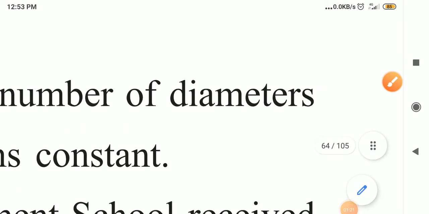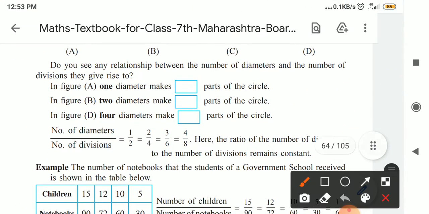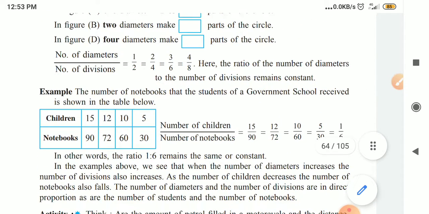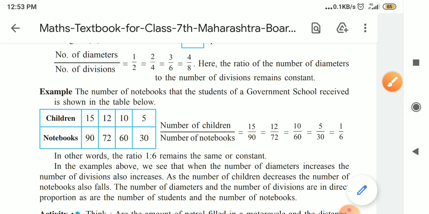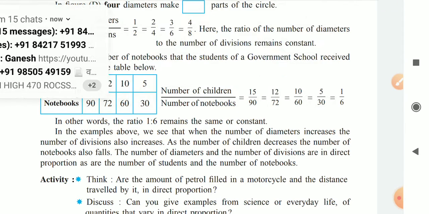Next, here we solve some examples. If the number of diameters increases, the parts of the circle also increase. In the second example, with the number of notebooks and the number of students, if the number of students increases, the number of notebooks also increases. If the number of students decreases, the number of notebooks also decreases. Here 90, 72, 60, 30. So this is the main identification sign of direct proportion: the ratio is the same, and when one quantity increases, the other also increases.